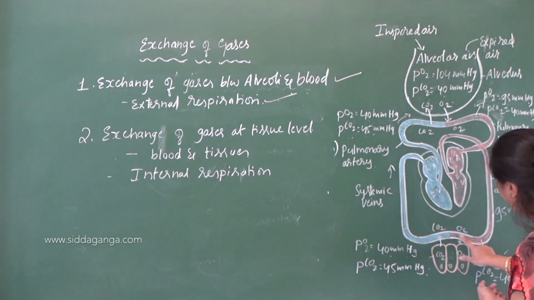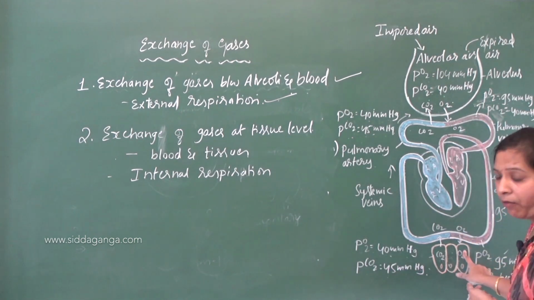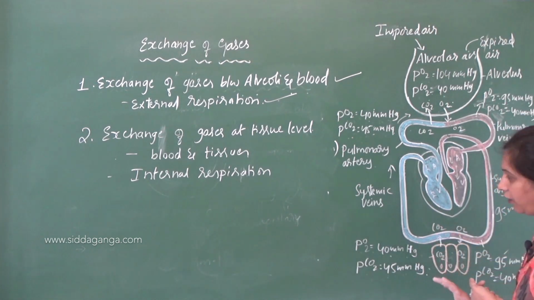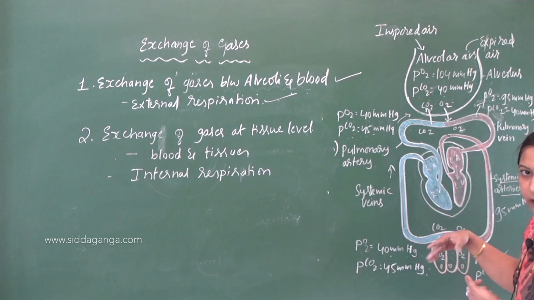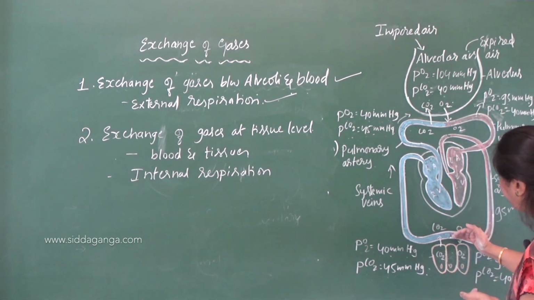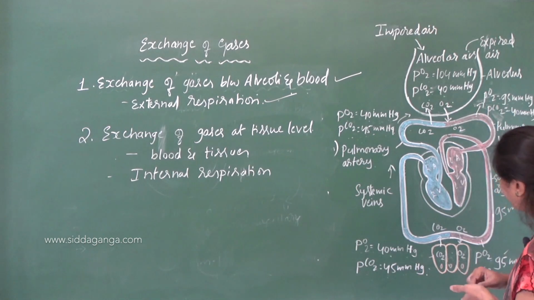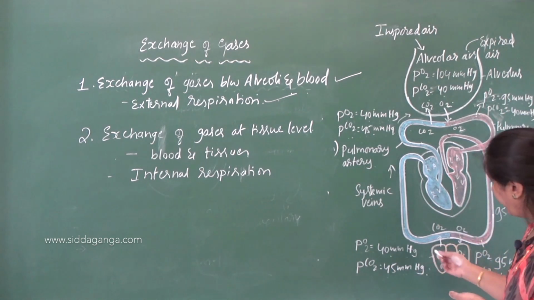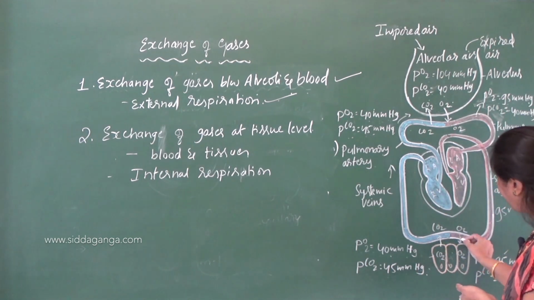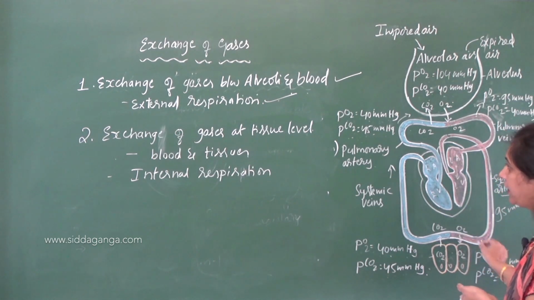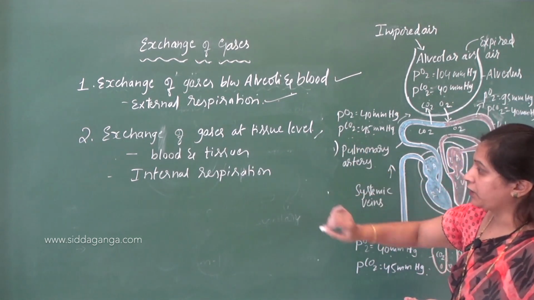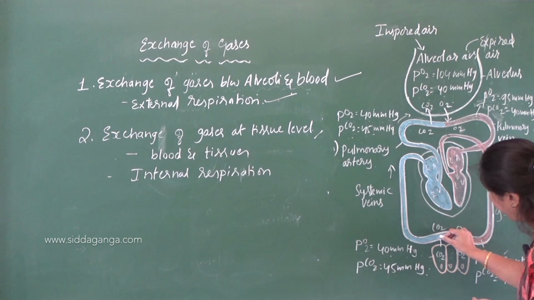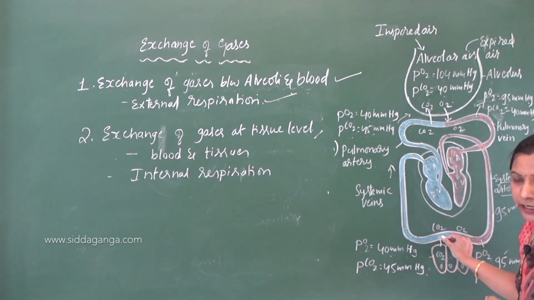Okay, so the oxygen from the blood diffuses into the body tissues, and carbon dioxide from the body tissues diffuses into the blood, because of the difference in the partial pressure between the blood and the body tissues. The gases move from a region of their higher partial pressure to a region of their lower partial pressure. This is how the exchange of gases takes place at the tissue level. This is called as what? Internal respiration.